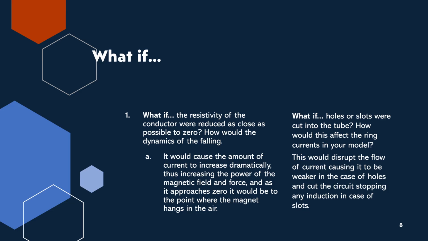Now, what if there were holes or slots in it? Well, that would disrupt the flow of current, which would cause it to be weaker, which would mean gravity would take over more. And in the case of slots, where it's just a line straight down, where there's no actual loop for the current to complete, it would just not induce any current because there's no possible place for it to be.